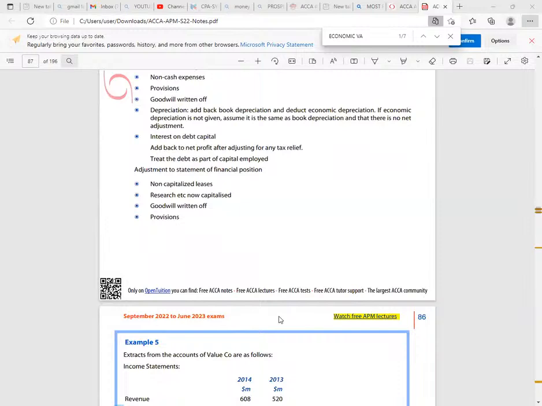Adjustments to the statement of financial position, for the students who were in my last class. We said that any non-capitalized leases have to be capitalized. Research, etc. now has to be capitalized. Any goodwill that was written off in previous years has to be written back. Provisions, ladies and gentlemen, you have to take them back to the balance sheet. And then they're giving us a good example. Let me go through the charts first of all.